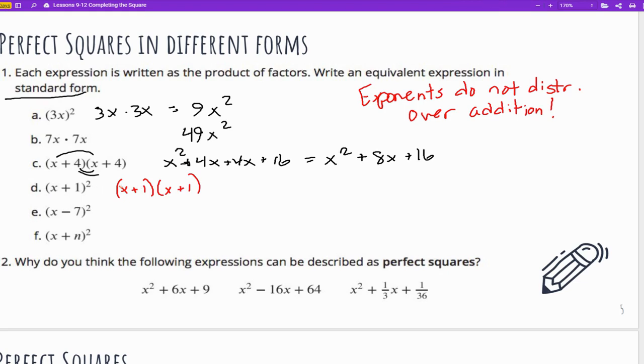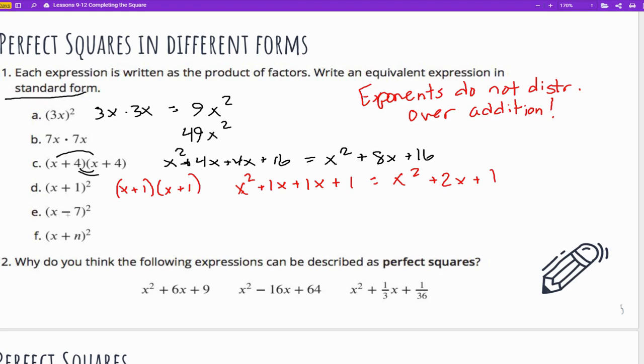So now let's multiply it out. We get an x squared. We get a 1x. We get another 1x. And we get 1 times 1 is 1. So we get x squared plus 2x plus 1. Okay. Now, just like before, we had two middle terms. And because we're using the same number twice, we got two of the same middle term. So it's like there's a double middle term. Okay. Let's try the next one.